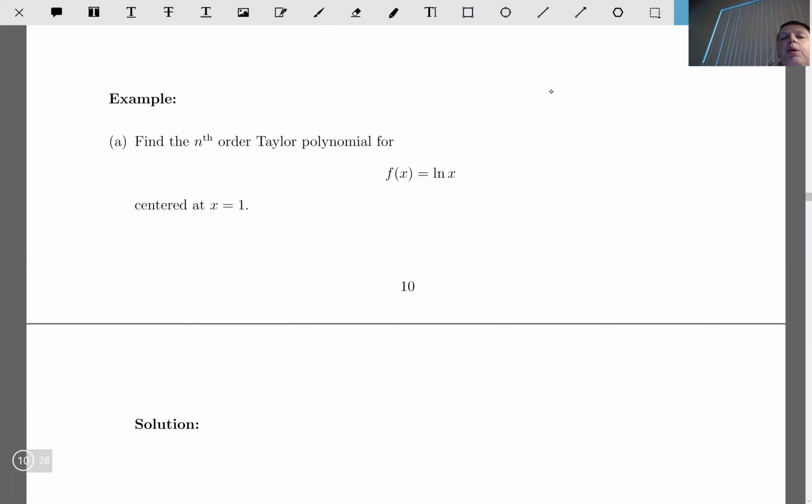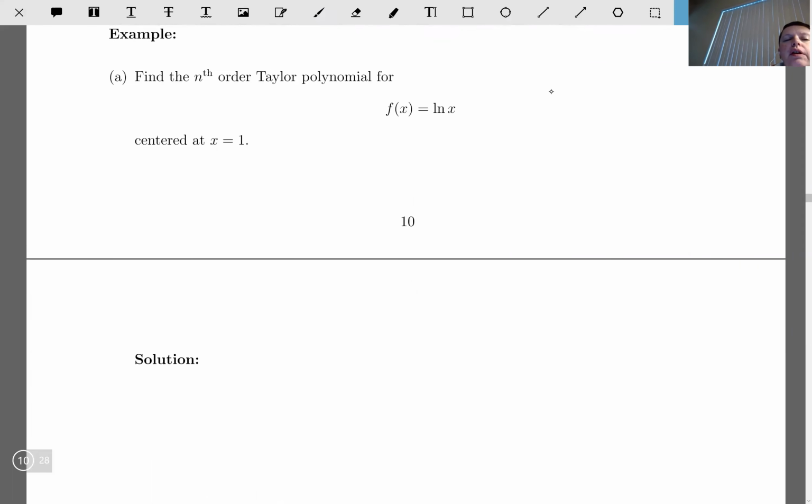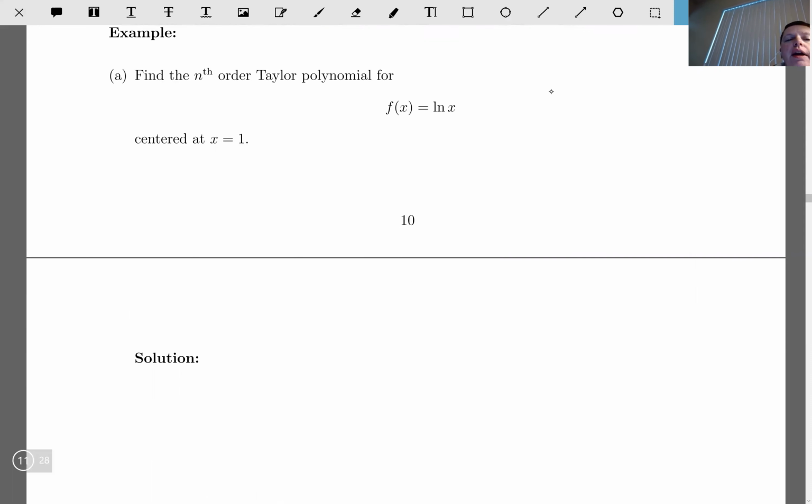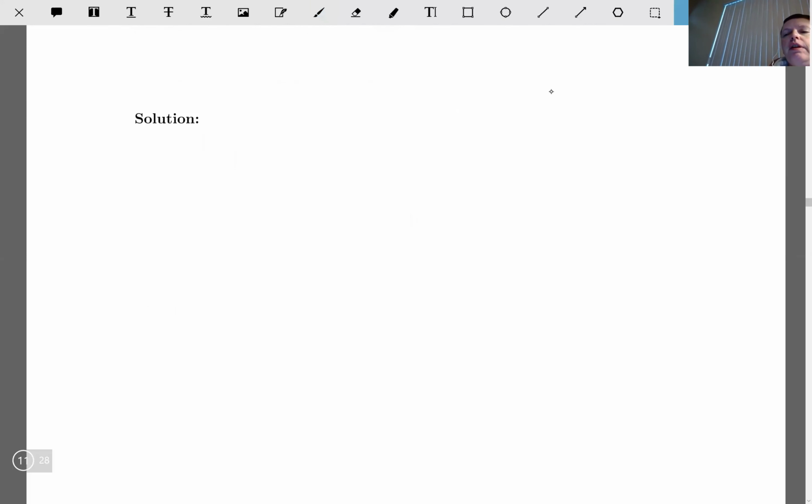But what I want to spend most of the time on here is working through a couple of examples. Let's find the nth order Taylor polynomial for f of x equals log of x, centered at x equals 1. So that's our a. Basically what we need to do is find a pattern for these things, just like when we were working with sequences and series.